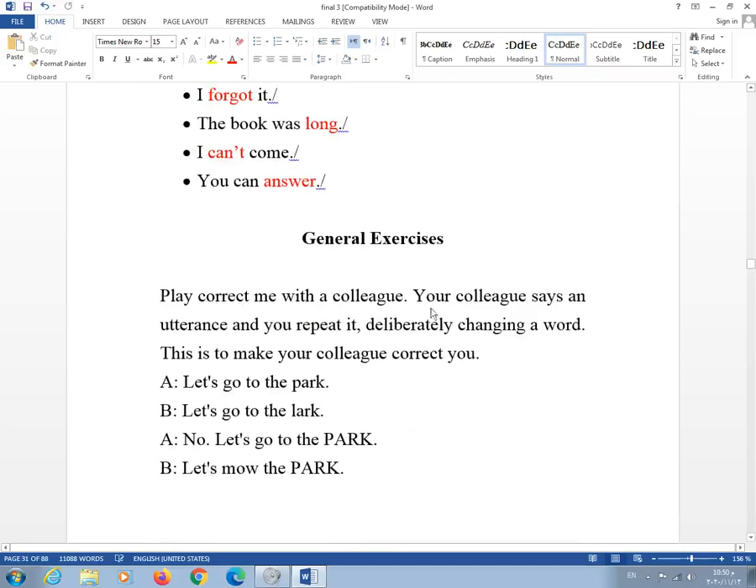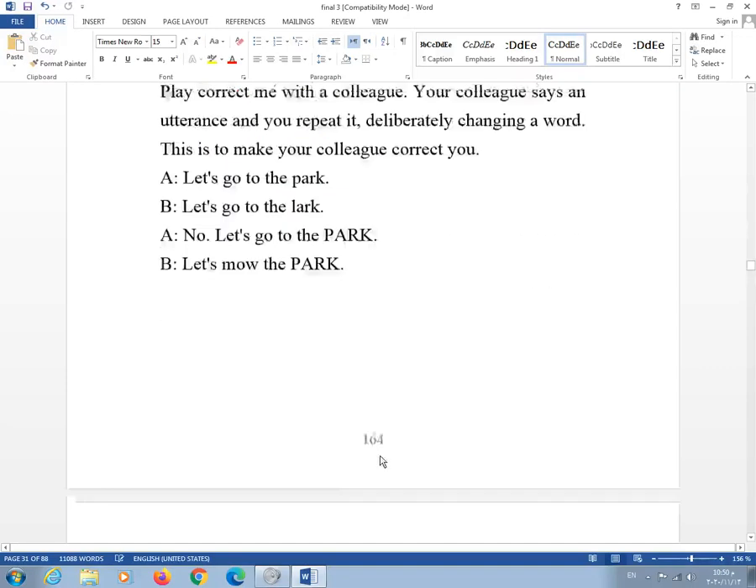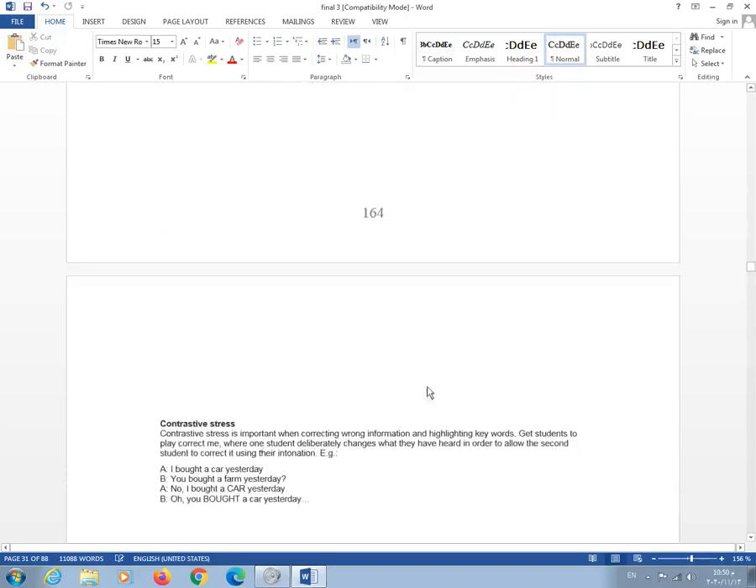correct me with a colleague, and this is a nice exercise. Your colleague says an utterance, and you repeat it, deliberately changing a word, and this is to make your colleague correct you. For example, let's go to the park. So you will say, let's go to the lark. No, let's go to the park. Let's move to the park. No, let's go to the park, and so on.